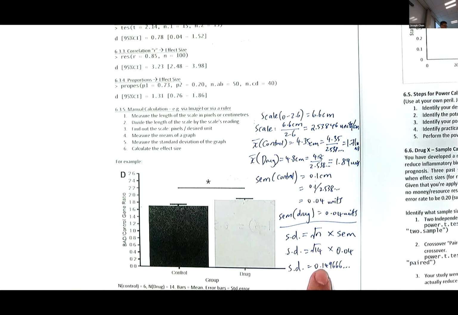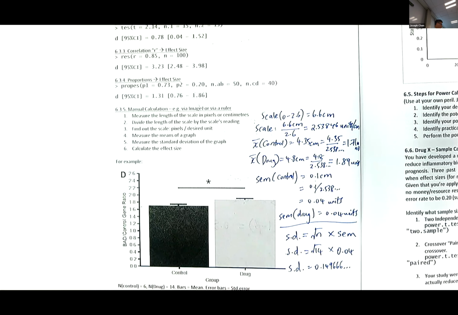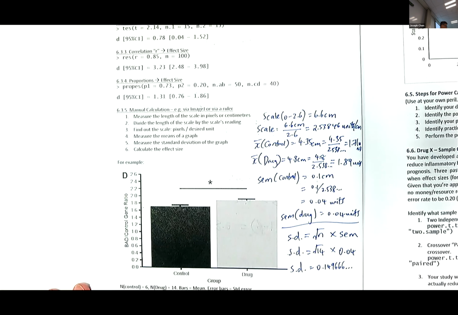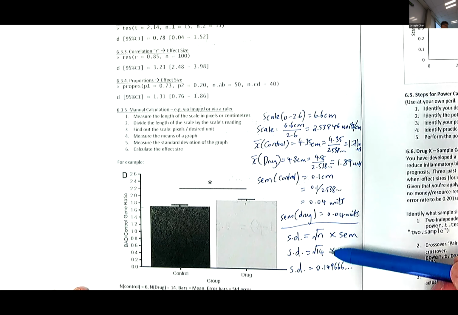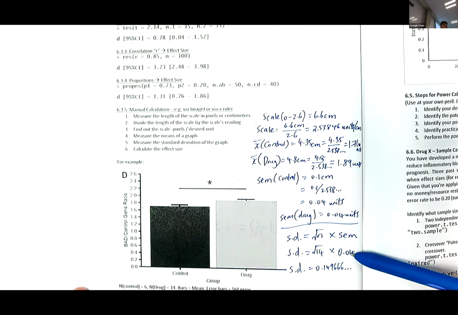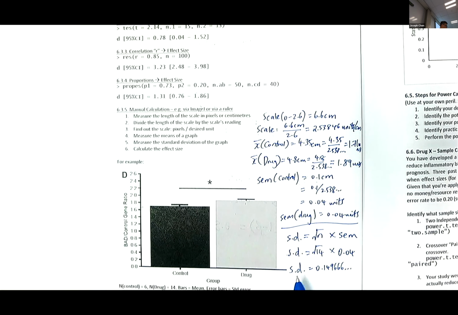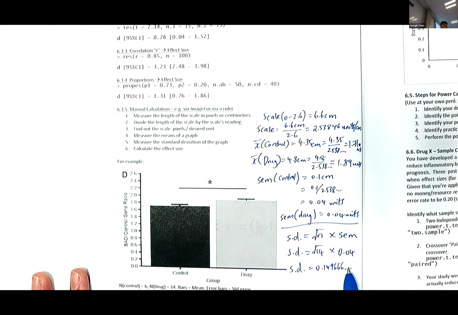But let's just take the standard deviation of one. If you want to be more conservative, you can just take the largest standard deviation, which would have been this one. Because both of the standard errors were 0.04, if you did square root of 6 times 0.04, that would be a smaller number. So I'm actually being a bit more conservative by taking just the standard deviation of the larger group.